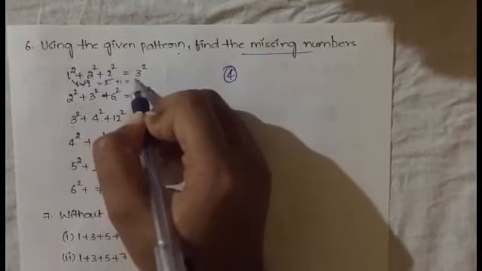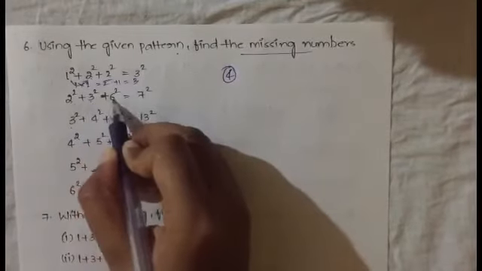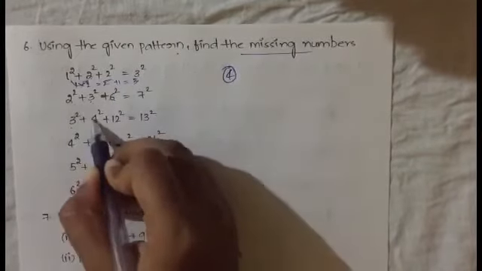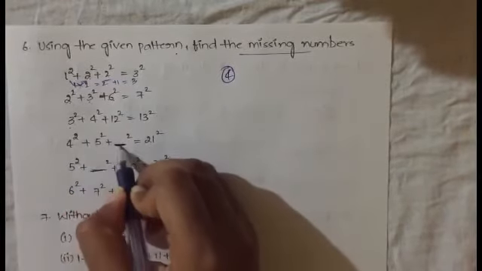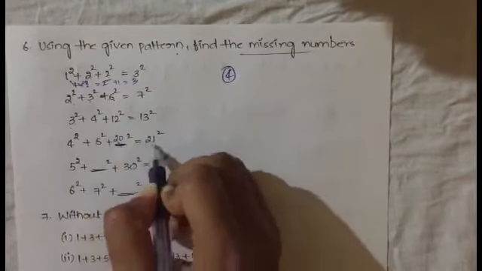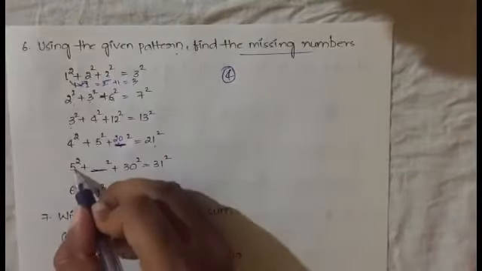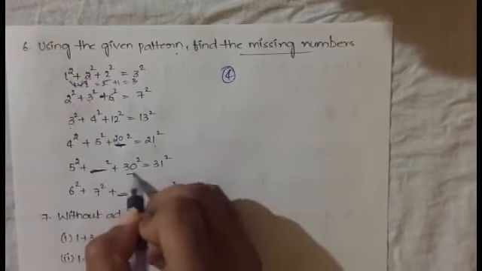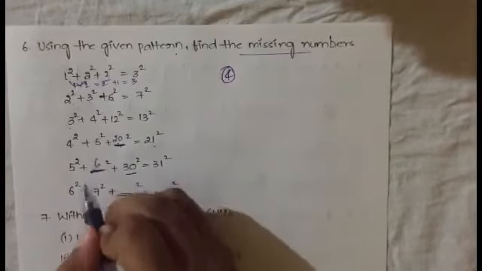Got it? 2 plus 1 is equal to 3. Here also you see 2 into 3 is 6 and 6 plus 1 is 7. Here 3 into 4 is 12 and 12 plus 1 is 13. Here 4 into 5 is 20 and 20 plus 1 is 21. Clear? You are able to observe the pattern, right? Now here 5 into dash will give you 30. 5 into 6 will give you 30. So you have to put 6 here.